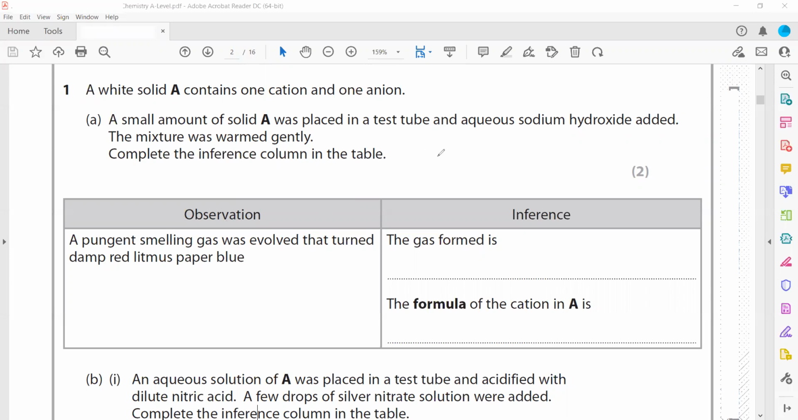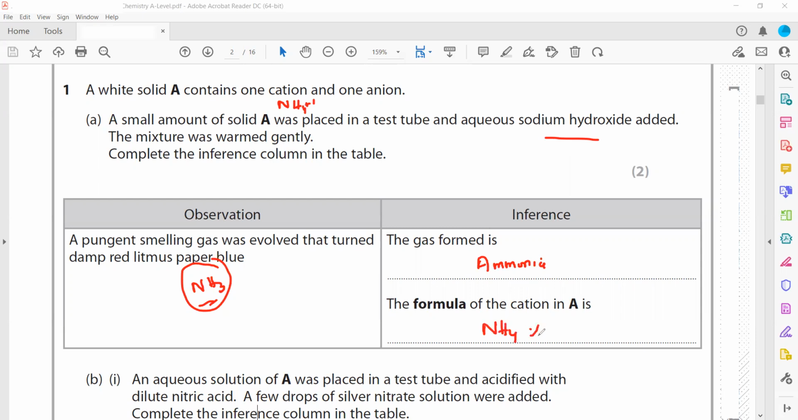Complete the inference column in the table. A pungent smelling gas was evolved that turned red litmus. So it means the gas which is given off is ammonia. And whenever we add an alkali, ammonium salt gives off ammonia when we add sodium hydroxide. So this gives an idea that this is an ammonium salt. So the gas formed is ammonia, and the formula for the cation which is present is ammonium.